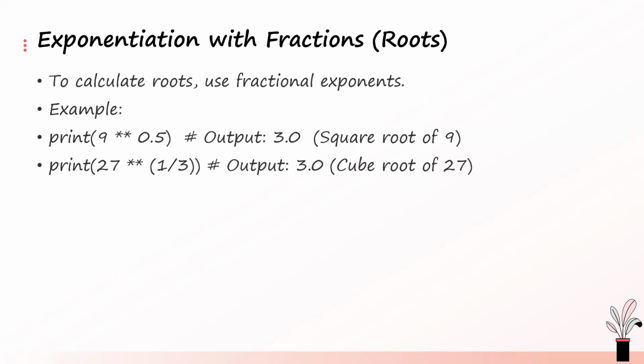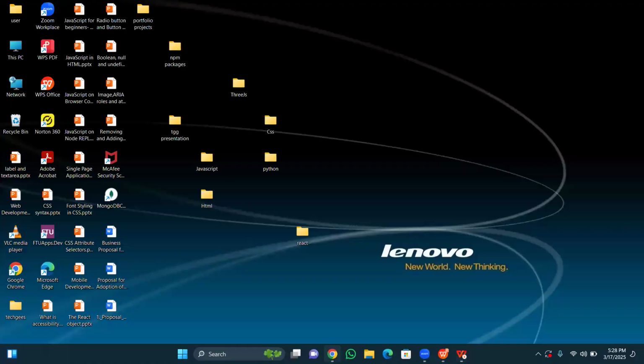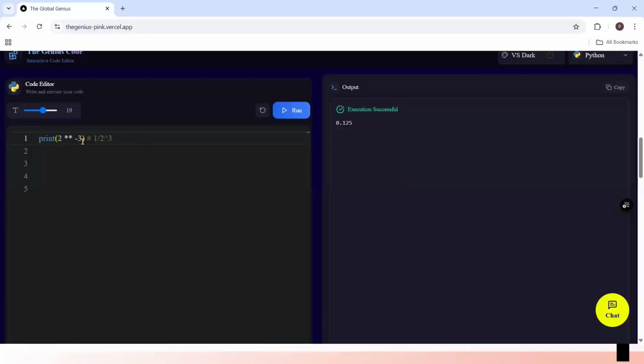Let's say you want to get the square root of 9. Instead of doing it another way, we want to do the square root of 9, and what you're going to do here is use a fraction, 1 over 5.